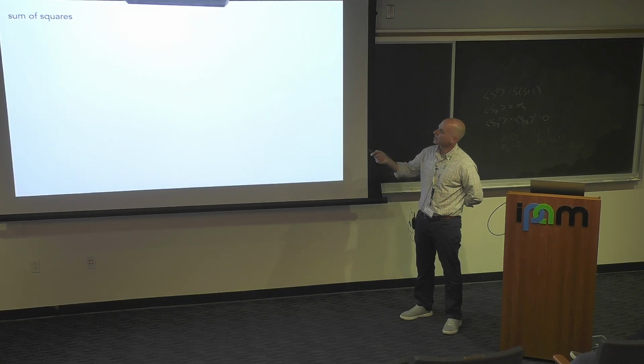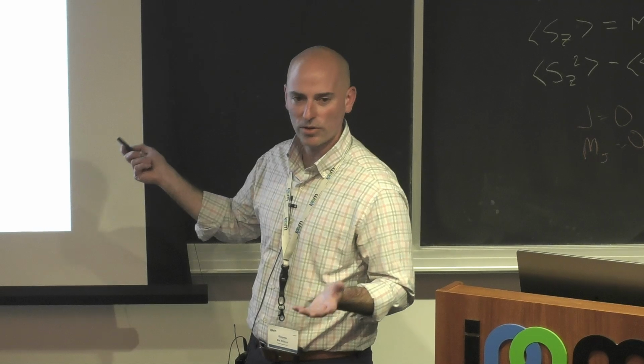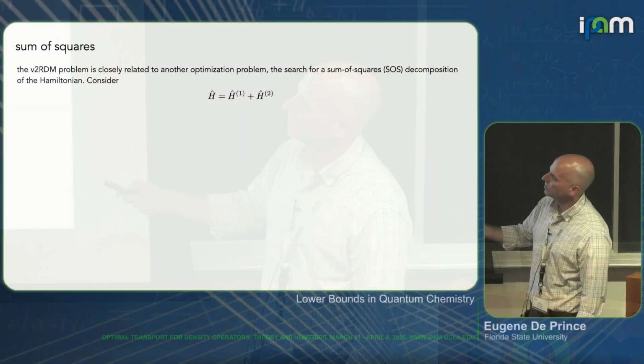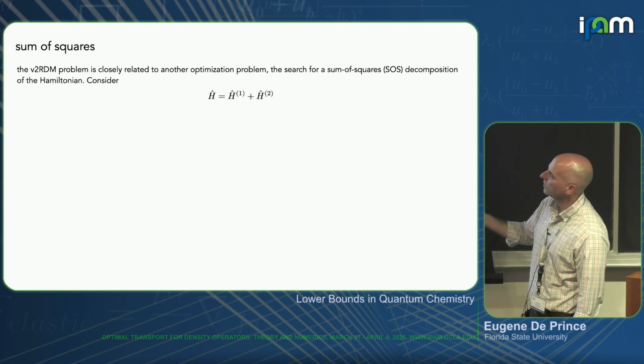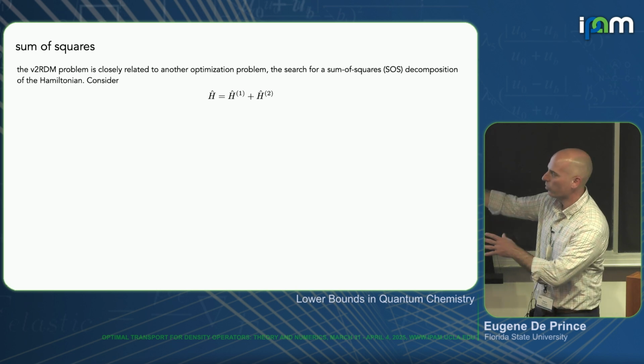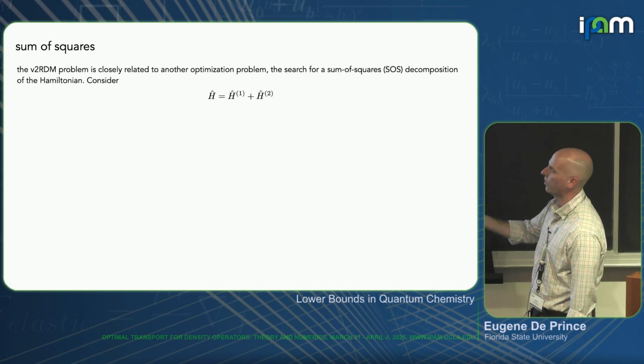Okay. Sum of squares. I was only introduced to sum of squares like a year ago. You all probably know what this is. It turns out that this V2RDM problem is very closely related to this sum of squares problem. And so I'm going to walk you through what sum of squares looks like just from the point of view of decomposing this Hamiltonian and then connect it to the V2RDM problem.